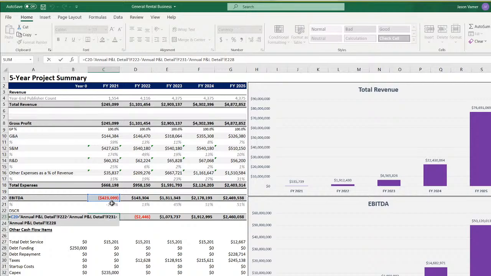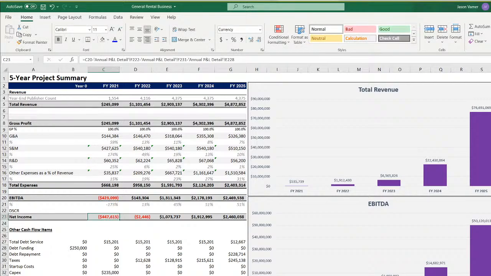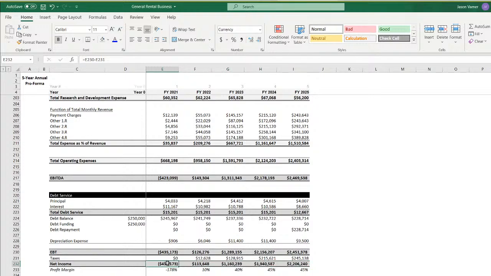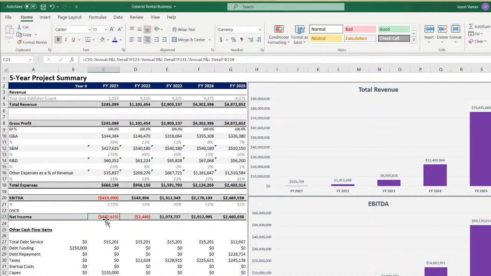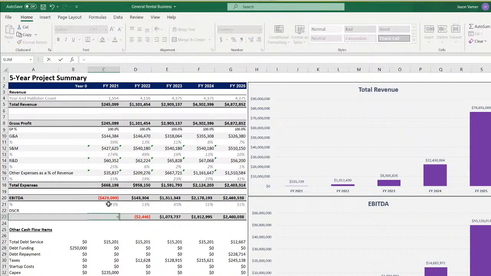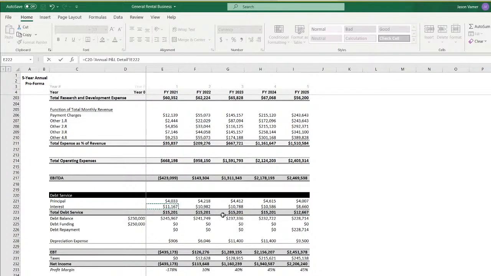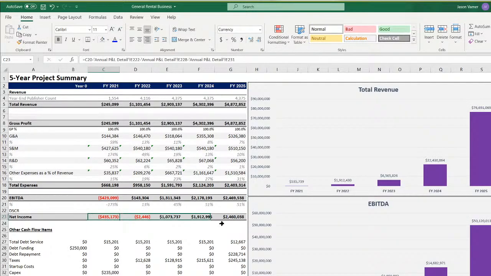So EBITDA. Let's just go through the calculation on annual. This is taking EBITDA minus interest, minus depreciation expense, and then minus taxes. So we should see the same thing here. EBITDA minus interest minus depreciation expense minus taxes. And we're not doing anything with terminal value.